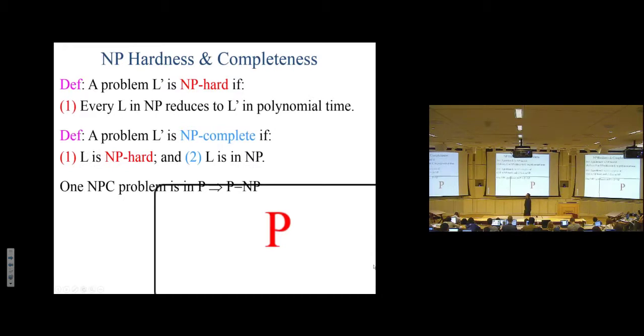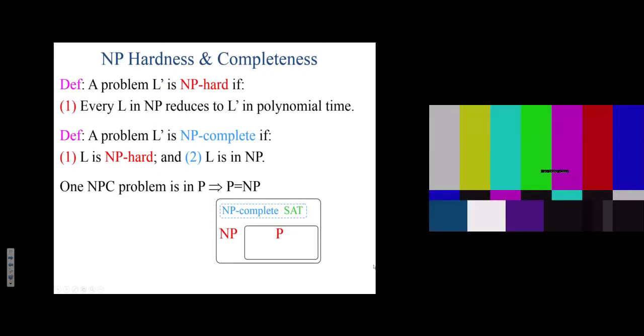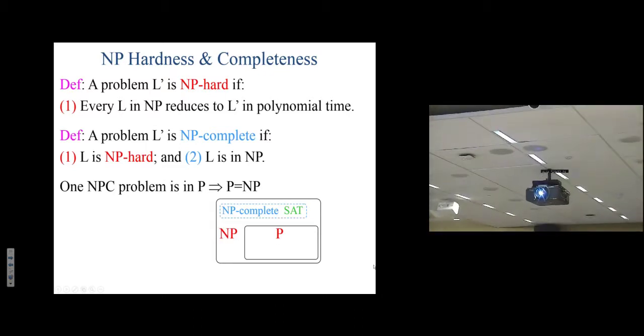All right, so here come the definitions again. The problem is NP-hard if everything in NP reduces to it in polynomial time. Okay? And it's NP-complete if what I just said holds plus the problem itself is in NP, which it didn't have to be for just hardness as opposed to completeness.